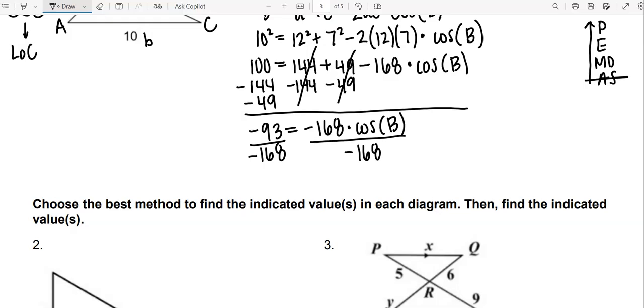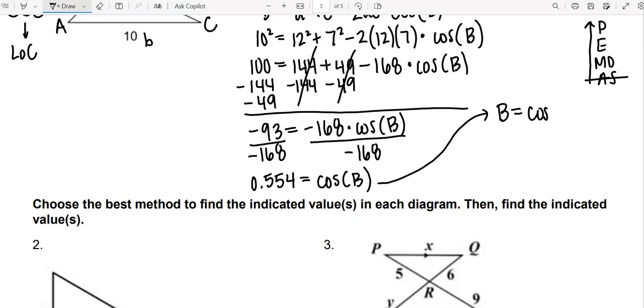Tell me what that is when you get it. 0.554. Can anybody confirm? Good. And that's equal to what? Cosine of b. Good. Now there's nothing else happening to b except for cosine. How do I undo cosine? Inverse. So b is going to be cosine inverse of 0.554. Use that decimal if you can. Measurement of angle b is equal to.